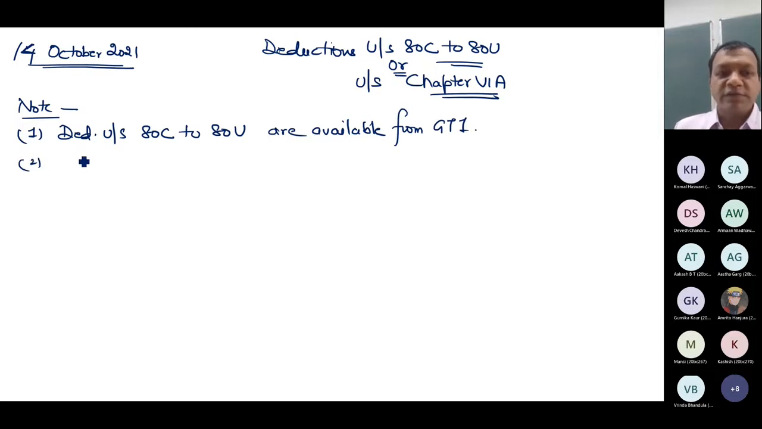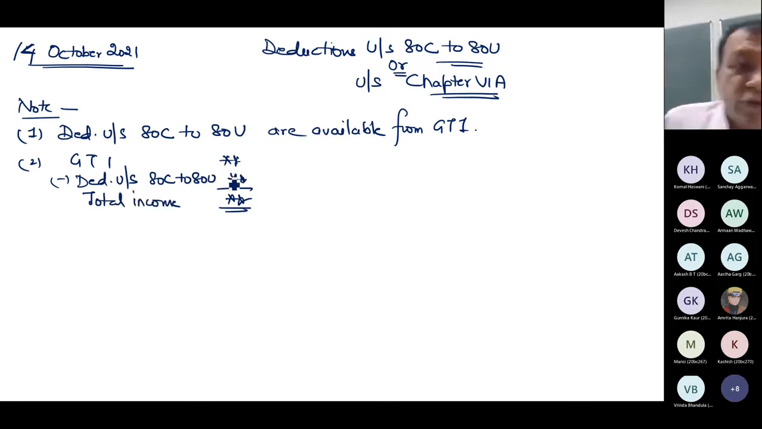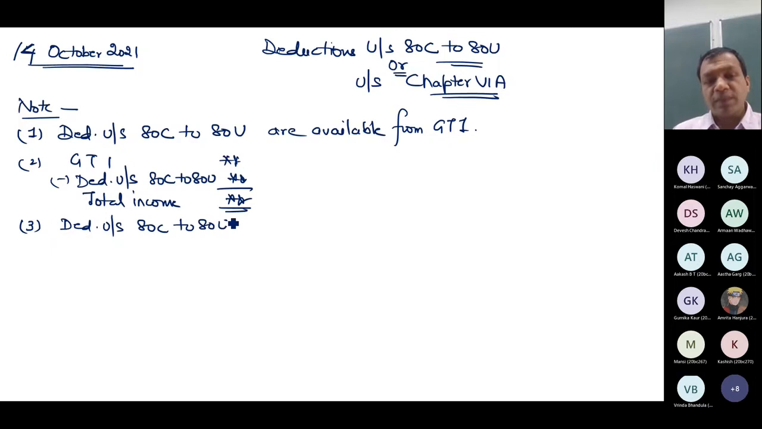Second, what is the format? You compute first GTI and then you give deductions under 80C to 80U and you get total income. This deduction can never exceed GTI. That means your total income cannot be negative. So this is the point, that deductions under section 80C to 80U can never exceed GTI.